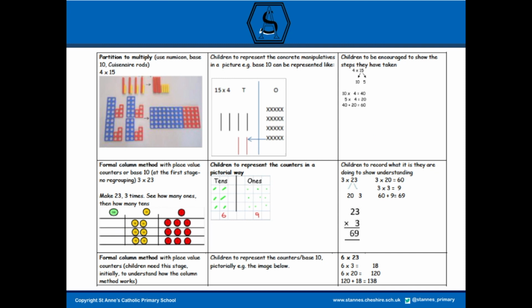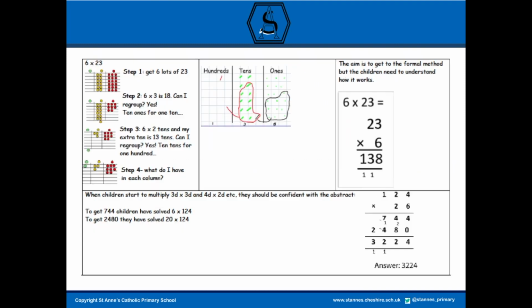Now this requires regrouping. You can see here on this slide 6 groups of 23, so we have 23 6 times. So step 1, we get lots of 23. Step 2 is we do the 1s. So 6 lots of 3 is 18. Can I regroup? Yes. So you regroup 10 ones for a 10 and you add that into your tens column.